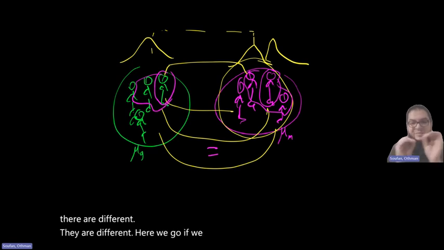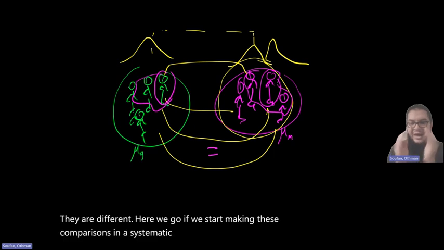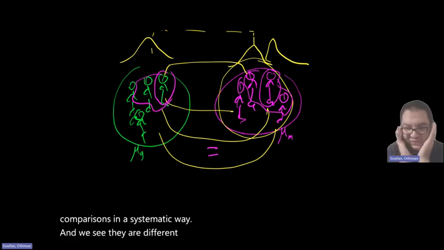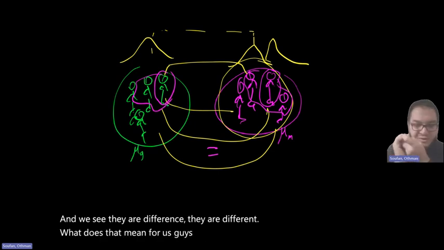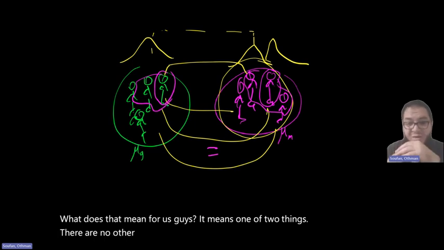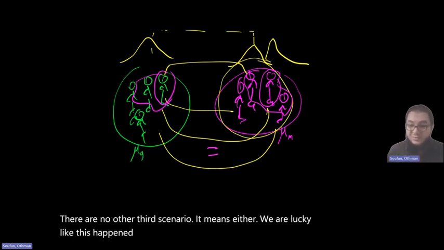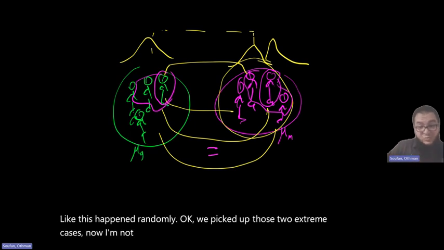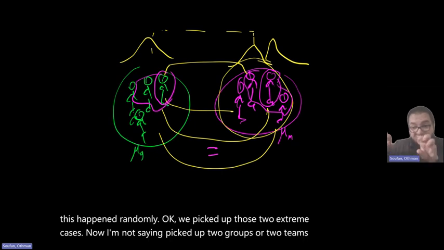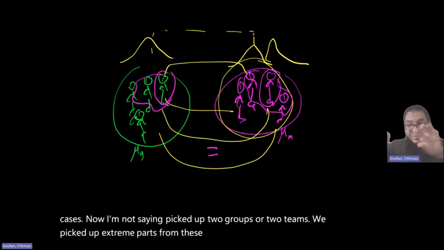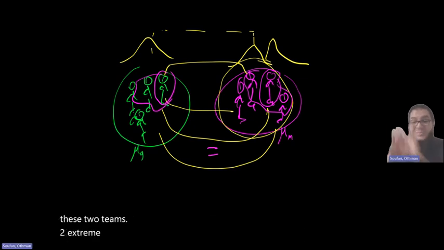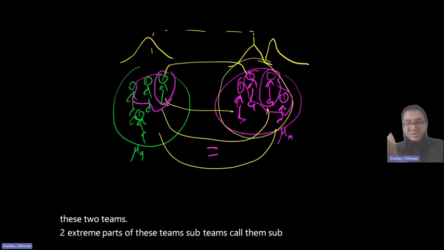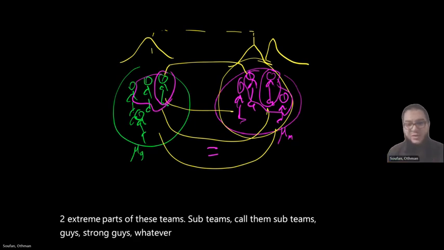If we start making these comparisons in a systematic way, and we see they are different, what does that mean for us, guys? It means one of two things. There is no third scenario. It means either we are lucky, like this happened randomly, okay? We picked up those two extreme cases. Now, I'm not saying we picked up two groups or two teams. We picked up extreme parts from these two teams, sub-teams, call them sub-teams, strong guys, whatever. Compare them. They are different.